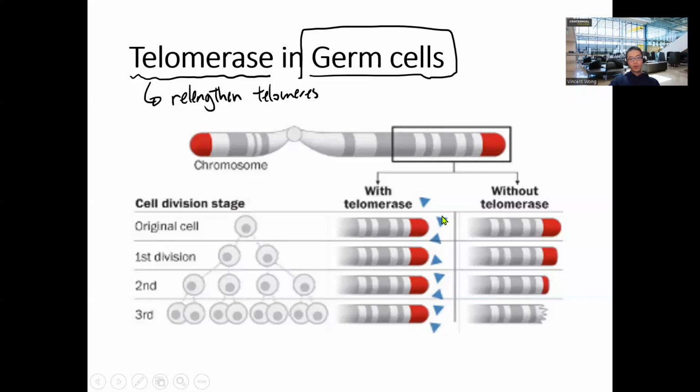So with telomerase, you maintain the telomere length. Without it, it just gets shorter and shorter and shorter. Eventually, it will be critically short and you enter senescence.